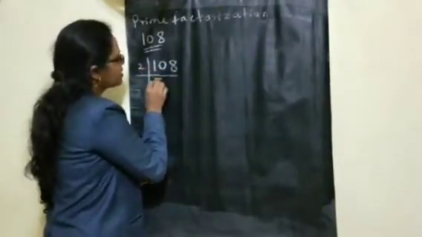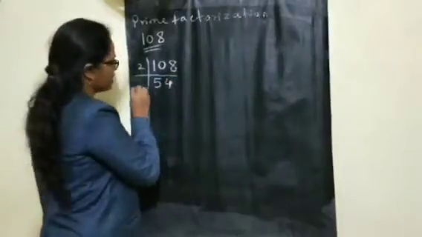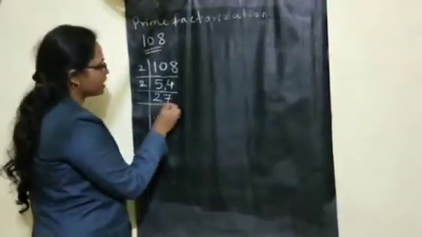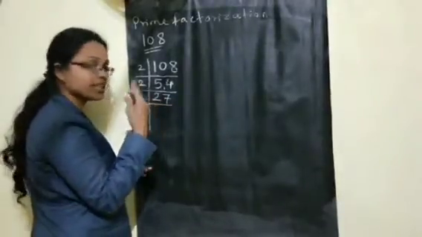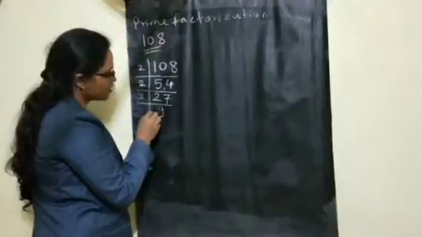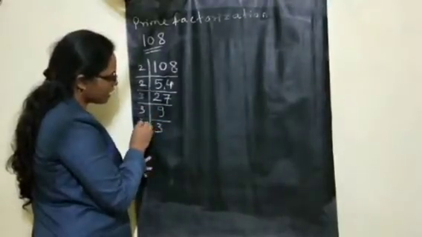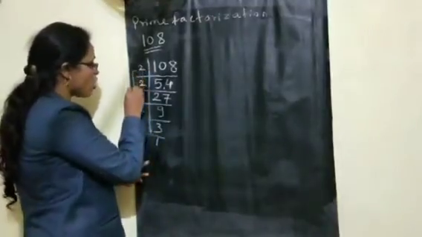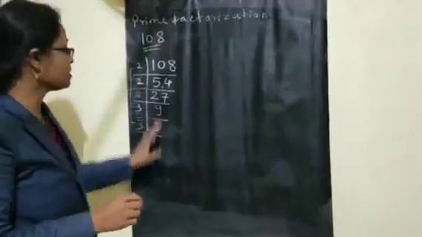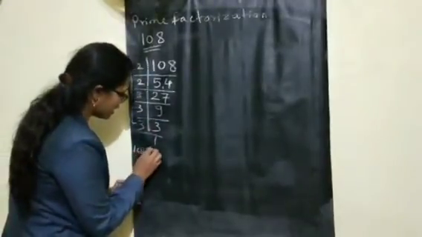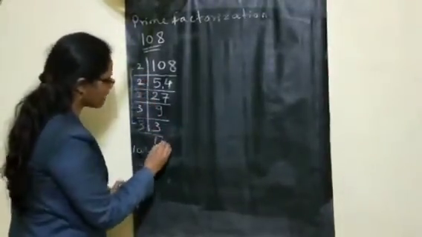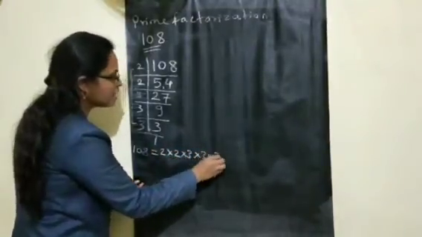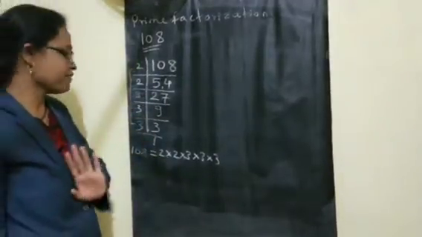2 5s are 10, 2 4s are 8. Then again 2 2s are 4, carry 1, 2 7s are 14. Then can you divide by 2 now? No, go for the next prime number, that is 3. 3 9s are 27. 3 3s are 9 and 3 1s are 3. Until you get 1 here, you have to go on dividing. So these are all the factors of this number. So 108 in the form of prime factorization is 2 multiplied by 2 multiplied by 3 multiplied by 3 multiplied by 3. This is called prime factorization, children.